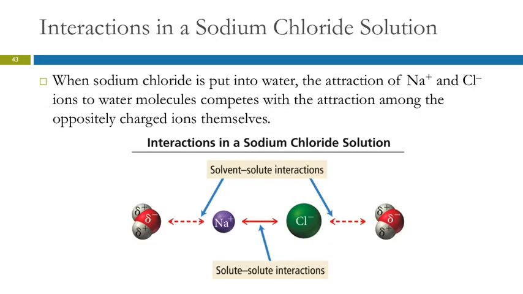So we put sodium chloride in water. Sodium chloride has positive ions and negative ions. The positive sodium ion is going to be attracted to this slightly negative end of the water molecule. The chloride ion is going to be attracted to the slightly positive end of the water molecule. And so now the sodium and the chloride have to decide, am I more attracted to this other ion I came in with, or hey, that water's looking pretty nice, right?